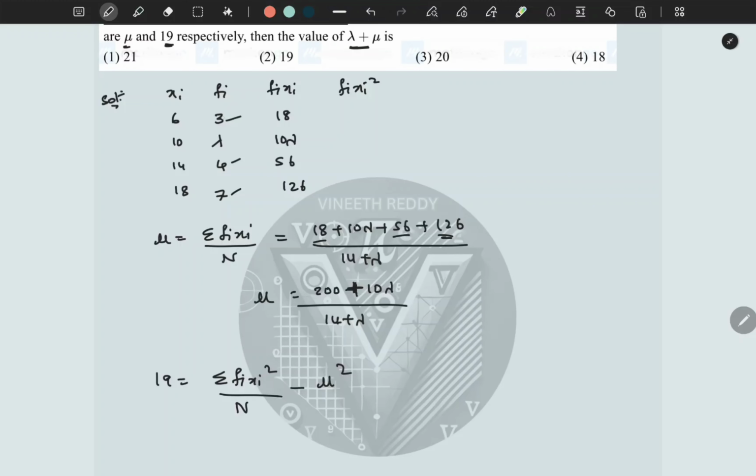Fi xi square will be 3 into 36. 3 into 36 will be 108. Lambda into 100 will be 100 lambda. 4 into 14 square. 14 square is 196. 196 into 4. 200 into 4 is 800, 800 minus 4 is 796. So this should be 796. And again, 7 into 18 square. 18 square, I think it is 324. So 324 into 7, it should be 2268 if I am right.